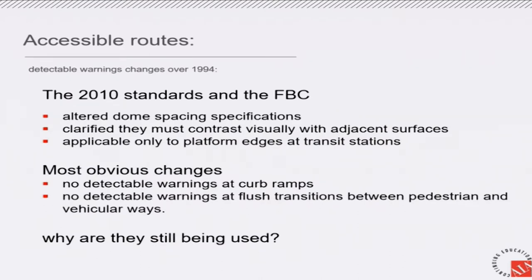Now we're going to talk, I didn't say this overtly at the beginning, but this isn't a walk through the code. This is picking on specific items. So we're going to jump from item to item, okay? Detectable warnings. Why are you still using them? They're no longer required. The 2010 standard took that out.